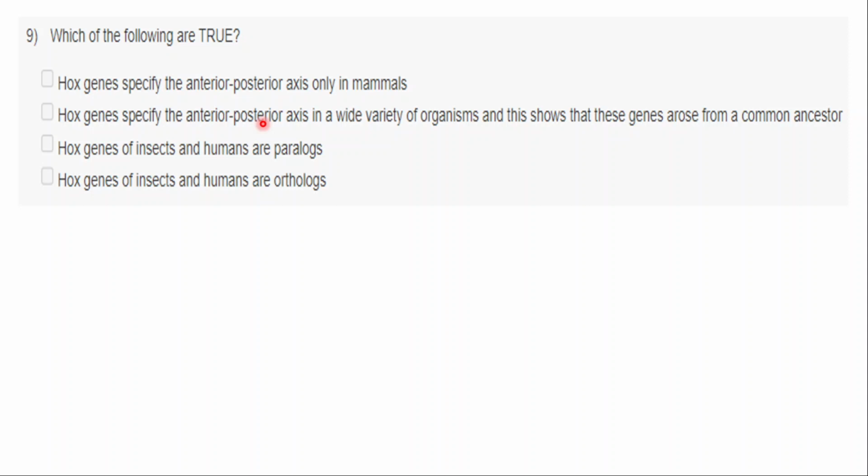You have to identify the statements which are true. Mind you that there can be multiple choice answers. There can be more than one statement true. Hox genes specify anterior posterior axis only in mammals. Hox genes specify anterior posterior axis in a wide variety of organisms, and this shows that these genes arose from a common ancestor. Hox genes of insects and humans are paralogs. Hox genes of insects and humans are orthologs.